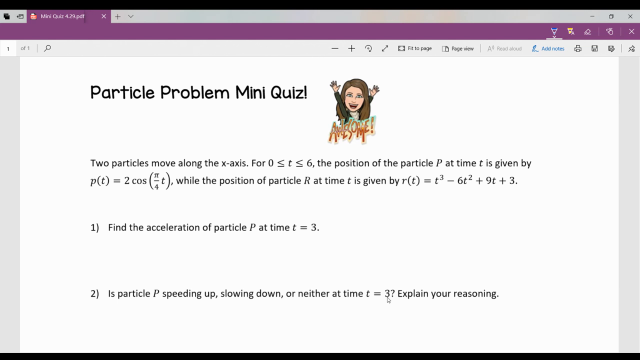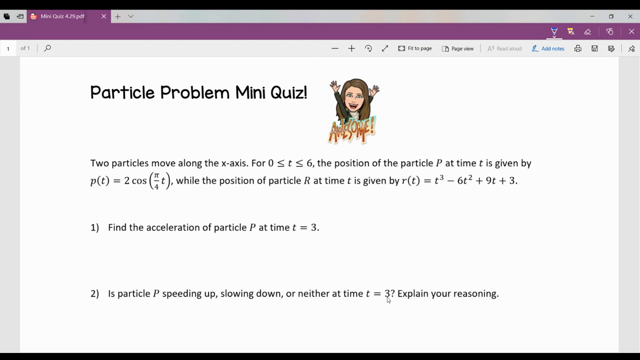Calcars. So today I'm going to go through the mini quiz from 429. So we've got the position of particle P, and then I've got the position of particle R, and that's for the given time from 0 to 6. So if I want to find anything with acceleration or speeding up or slowing down, first thing I'm going to need to do is find the velocity function.